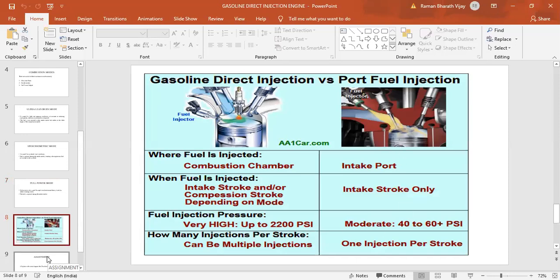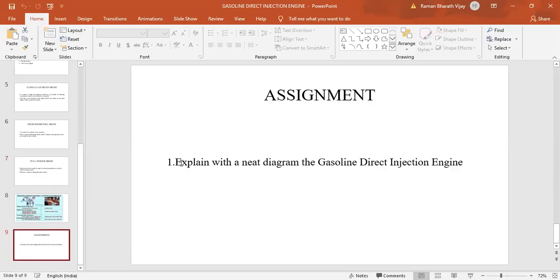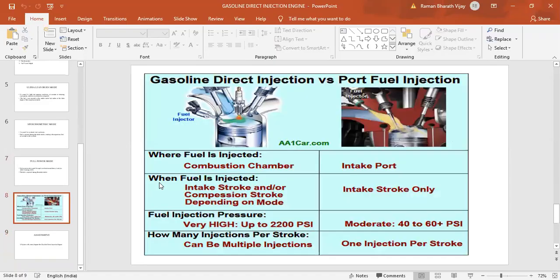At last, we will go to an assignment. Please note down: draw the diagram of GDI and explain it. That is the assignment. Okay, thank you.